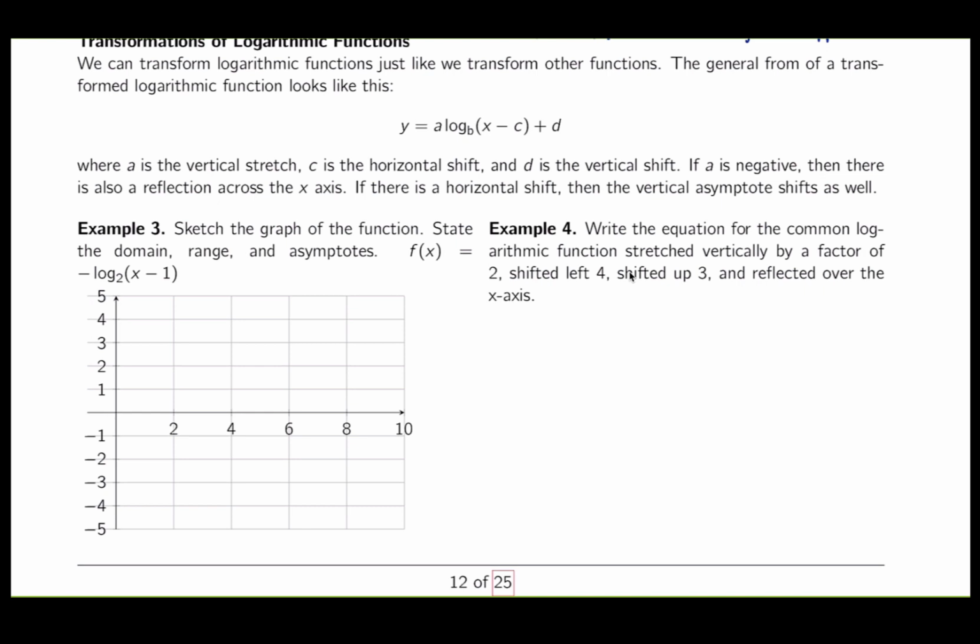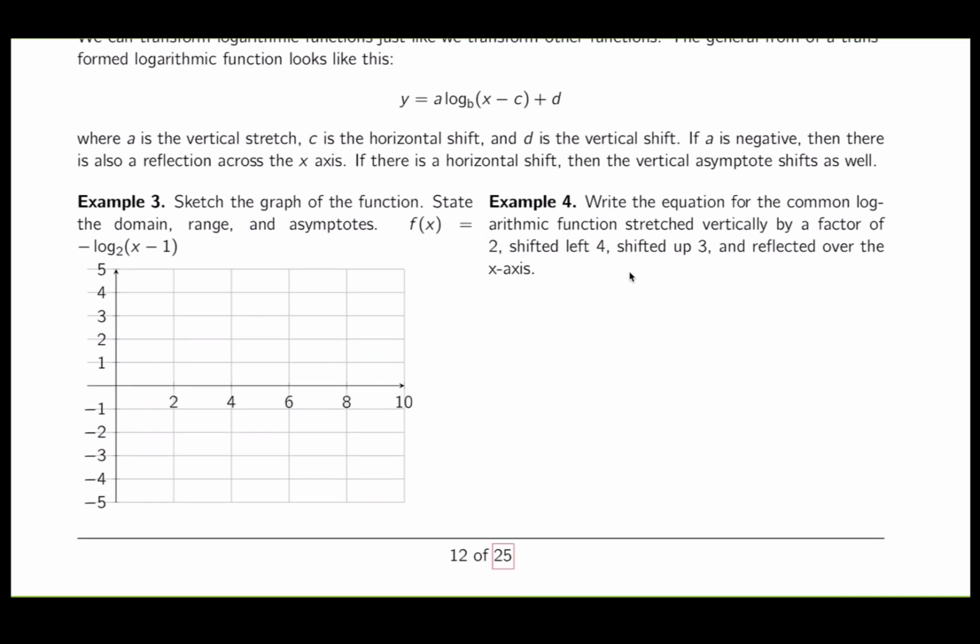We could have a horizontal shift by adding or subtracting right next to my x inside of my logarithm. And we could have a vertical shift up or down by adding away from my x outside of my logarithm. And just like before, if a is negative, we would have a reflection over the x-axis. So we have two examples here, one where we want to take the equation and graph it, and another where I'm given a description and want to write the equation.